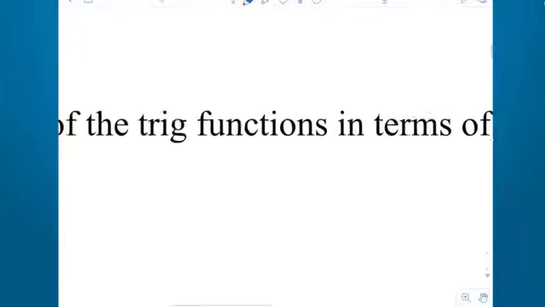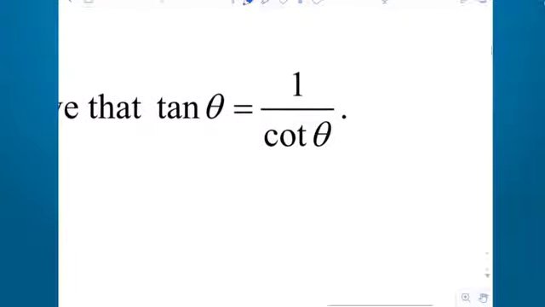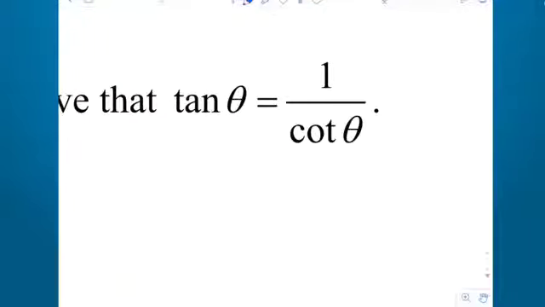All right, example 1. It says, using the definitions of the trig functions in terms of x, y, and r, prove that tangent of theta is 1 over cotangent of theta.